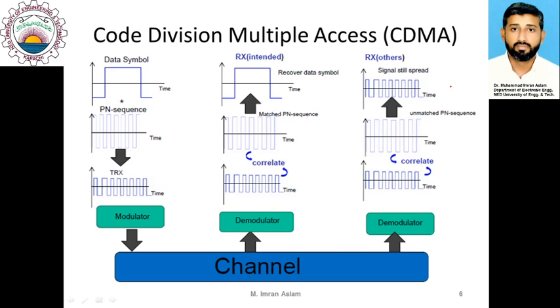It generates a local copy of the pseudo noise sequence which is used to spread the signal in the first instance at the transmitter side, and calculates the correlation with that locally generated copy of the PN sequence, and if the PN sequence matches with the transmitter side PN sequence, in that case the overall signal is recovered in the original form because of having a high correlation.